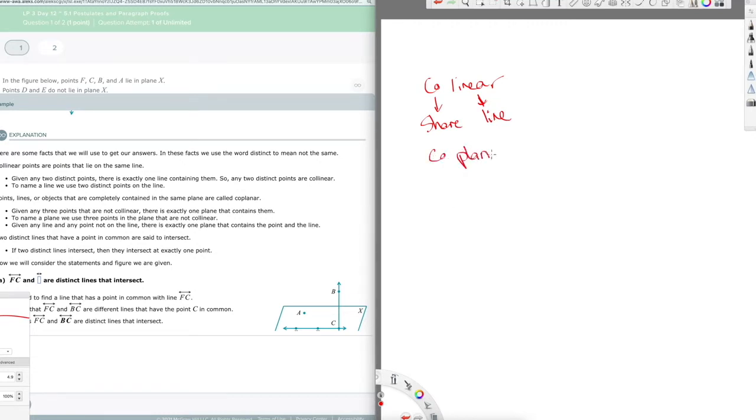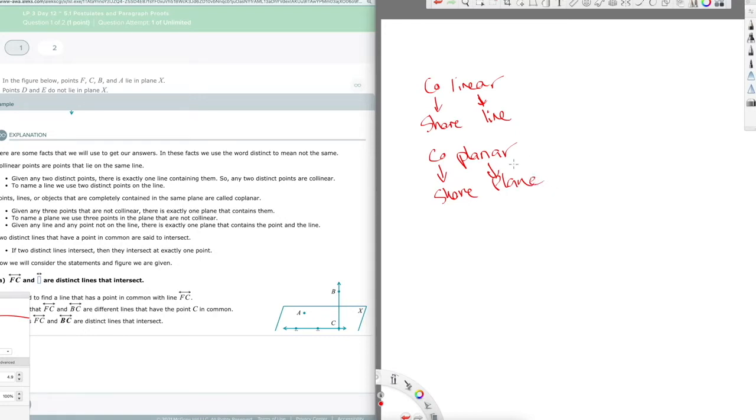And I'm losing my mind. Are there two Ls in coplanar? Nope, just one L. So co means to share again, and this is a plane. I think there is an E on plane, not plan, plane.